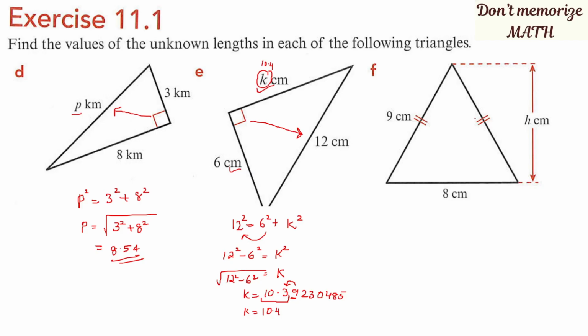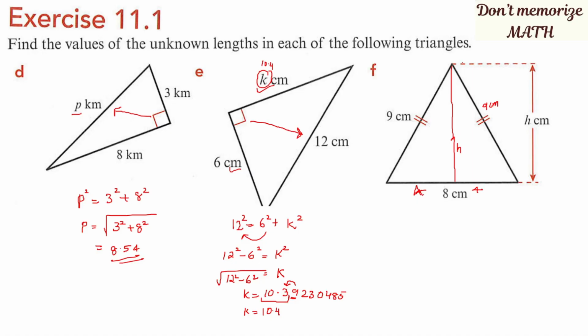Okay, so next one. Here we have an isosceles triangle. You can see these two lines mean these two sides are equal. So for these two sides, this is 9 centimeter, so this side will also be 9 centimeter. Here this is the height, h centimeter. This length is h. So if you are drawing like this here also, this will become h. Since this is an isosceles triangle and this length is 8, this will become 4 and 4. This is 4 centimeter and this side is also 4 centimeter.